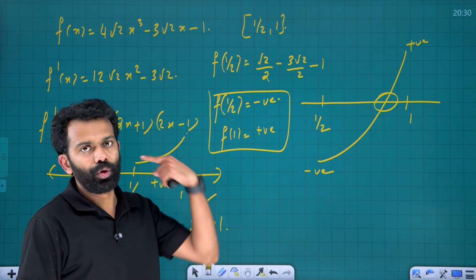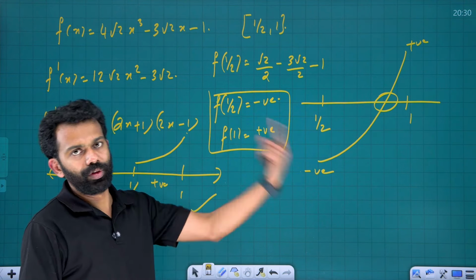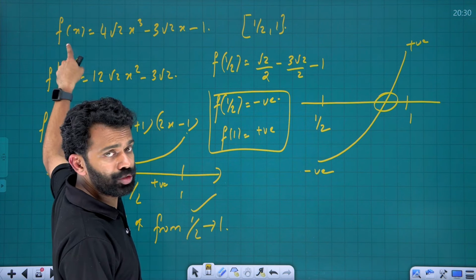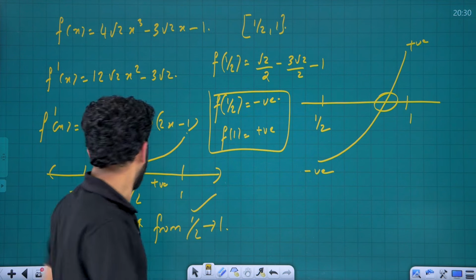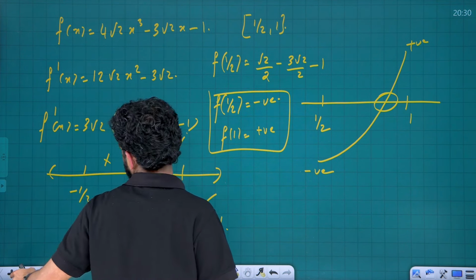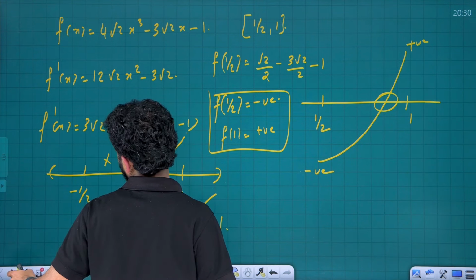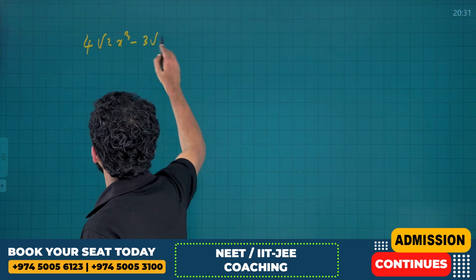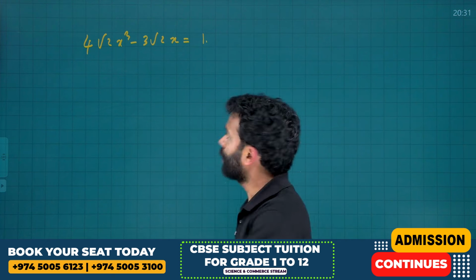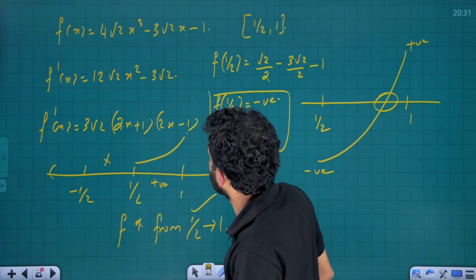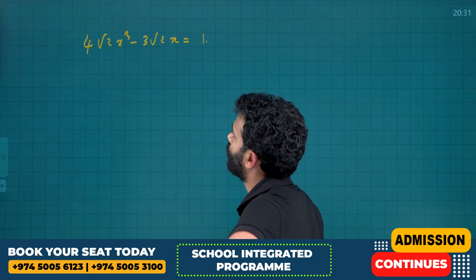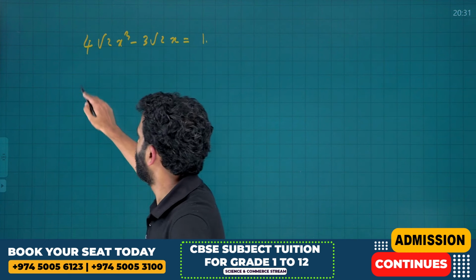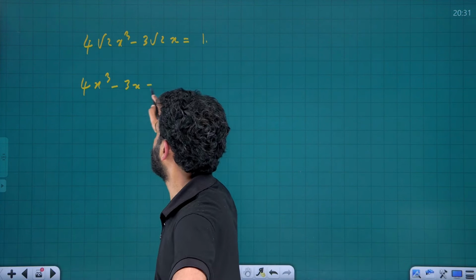Then we need to identify the point of intersection. Okay, so for that, if the curve intersects the x-axis, then f of x, that is y, should be equal to 0. Let's try to formulate it. It's a very beautiful formulation. Therefore, 4 root 2 x cube minus 3 root 2 x minus 1 is equal to 0. Root 2 is common. Take it to the right hand side. It will be 4x cube minus 3x is equal to 1 by root 2.